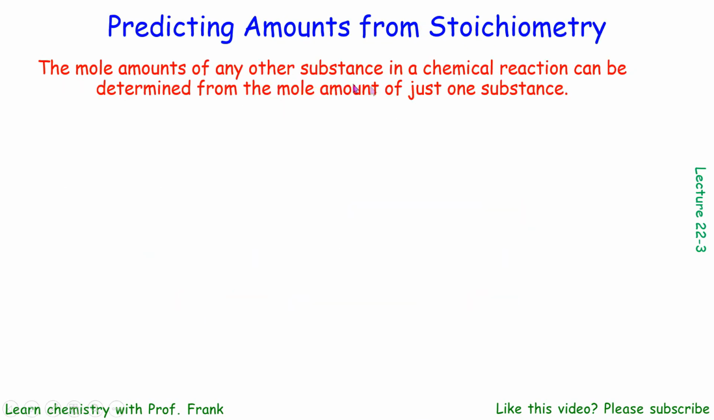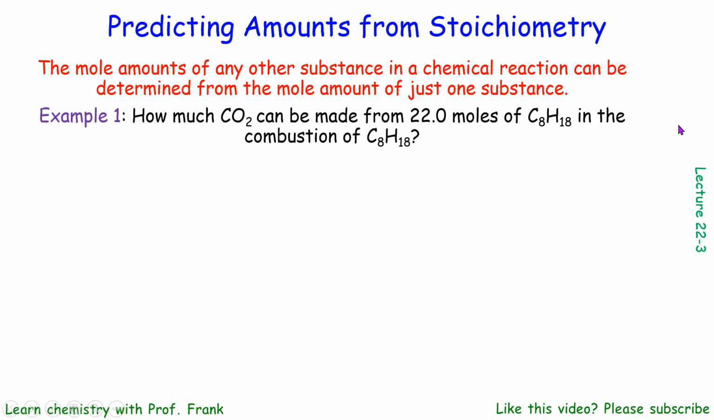The mole amounts of any other substance in a chemical reaction can be determined from the mole amounts of just one substance. So remember that. That's the key concept of stoichiometry. Let's work on one example to help you digest the subject matter here.